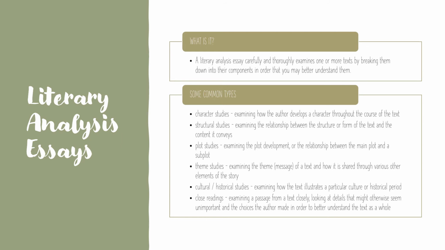You may look at the structure of a text, looking at how that structure relates to the content that the text is conveying. You might examine the plot, look at the relationship between the main plot and a subplot, or how the plot is developed. A lot of literary analysis essays are related to theme, examining the message of a text and how that message was shared. Some literary analysis essays may be cultural or historical studies, looking at a particular text or texts and how they illustrate or give you more information about a particular culture or about a particular historical period.